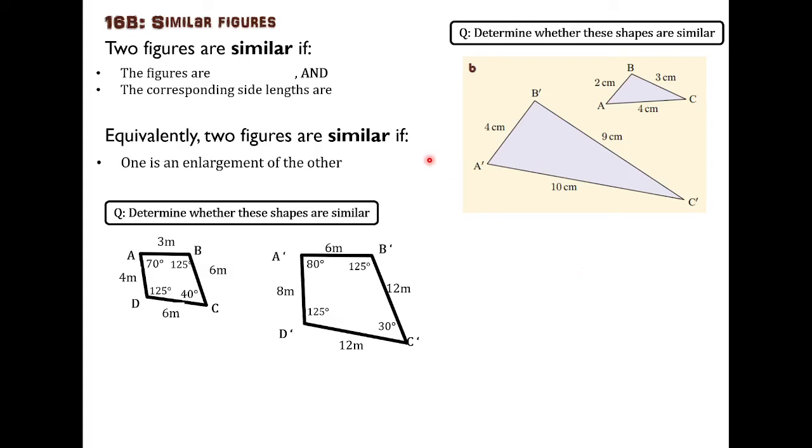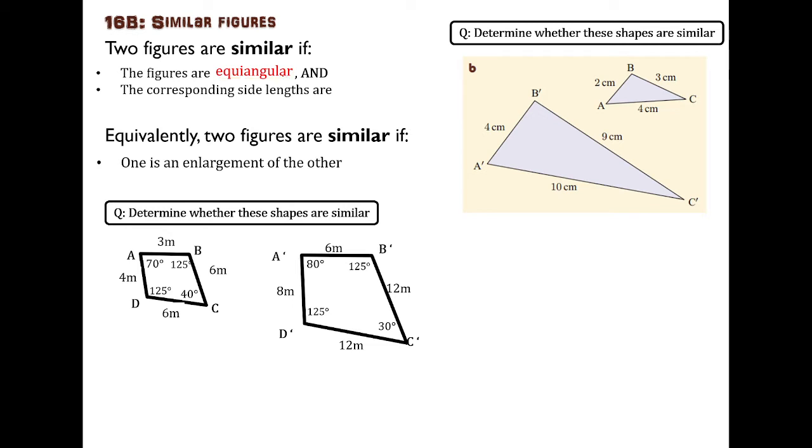We have two different ways to determine if figures are similar. One definition says that two figures are similar if the figures are equiangular. You can kind of see what this word means, right? It's got equi and angular, meaning the two shapes have equal angles, the same angles.